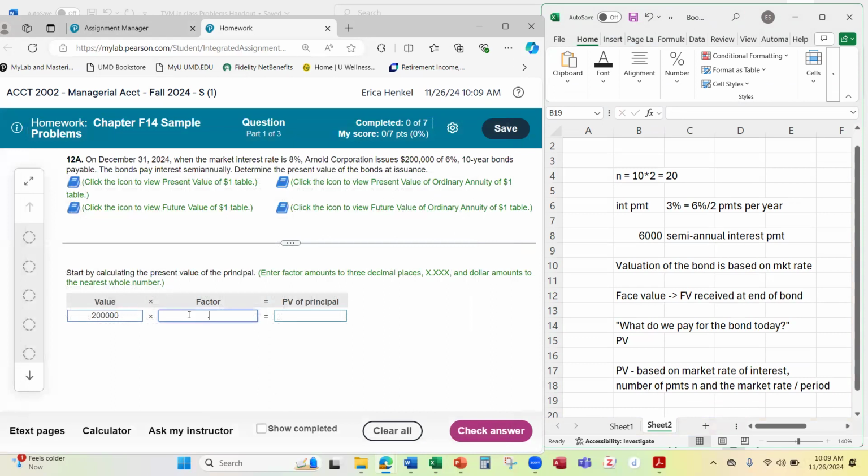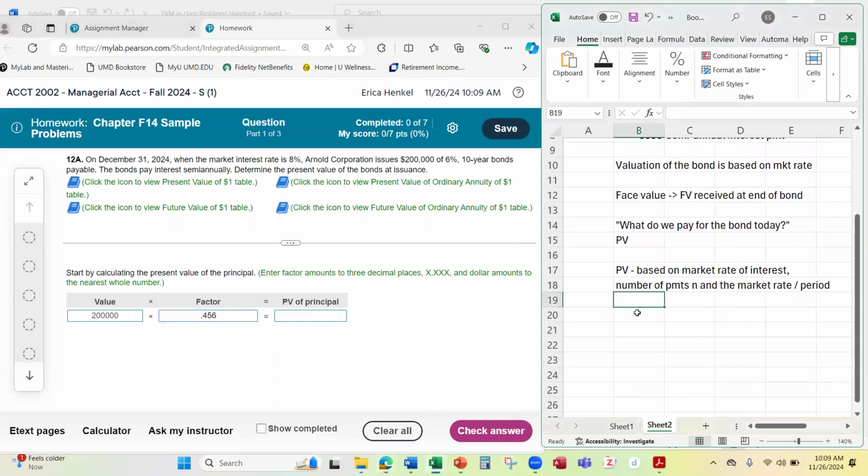That means that 4, 5, 6. Oh my gosh, 4, 5, 6. I can type. All right. So what people would pay for this today is going to be 200,000 times 0.456, which is going to be $91,200. Okay.